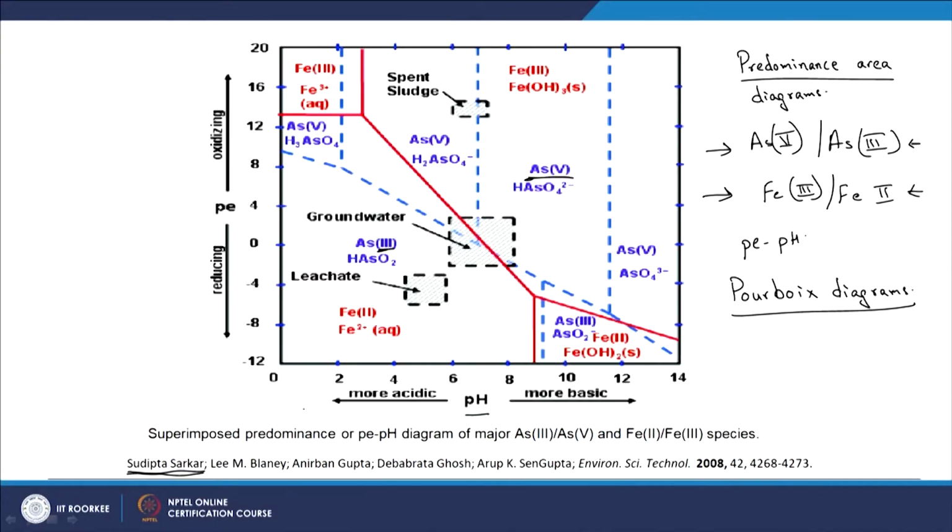So let's try to understand the system here, right. Here we have pH on the x-axis and pe on the y-axis. Now keep in mind that we overlaid two particular pe-pH diagrams. What are they of? Arsenic 3 and 5, and also the Fe2 and Fe3 couples, right. So two couples. Here the red ones obviously correspond to the Fe3 and Fe2 couples, and the blue ones correspond to the arsenic forms, right.